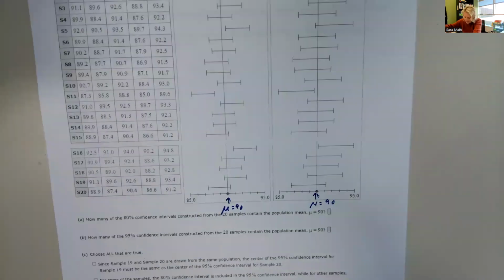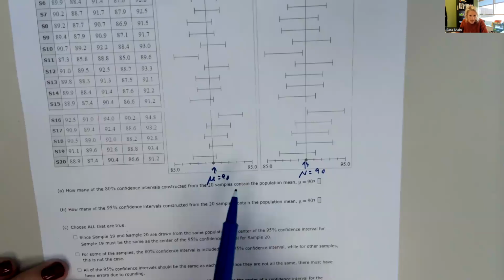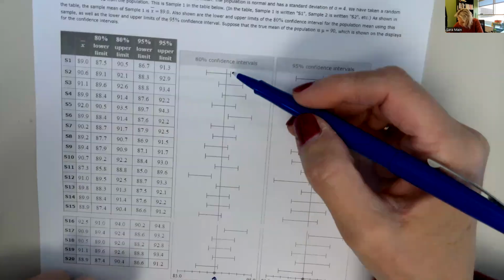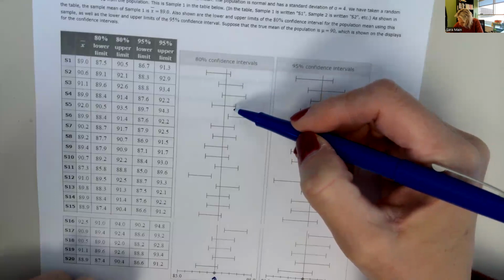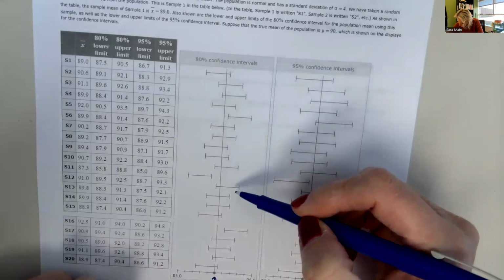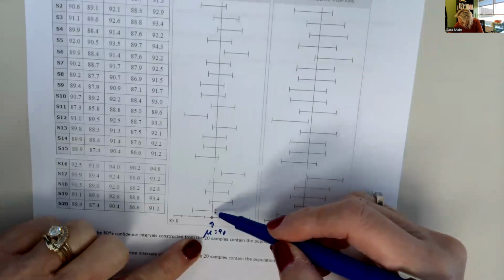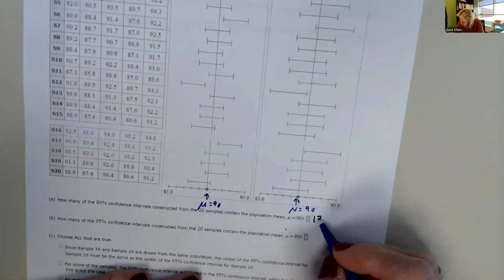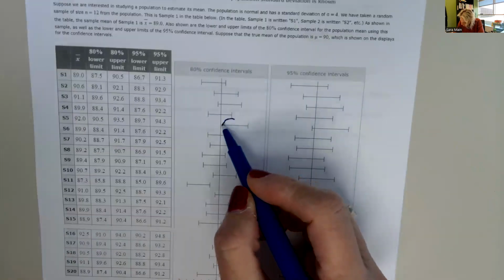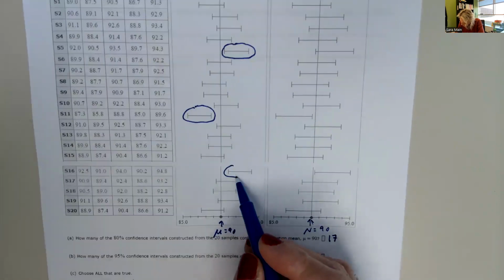So the first question A says, how many of the 80% confidence intervals, how many of these 20 actually contain the mean of 90? So we're going to go through and I'm going to count 1, 2, 3, 4, 5, 6, 7, 8, 9, 10, 11, 12, 13, 14, 15, 16, 17. So we would enter 17 here. And that's because this one does not contain the mean. This one does not contain the mean. And this one does not contain the mean.